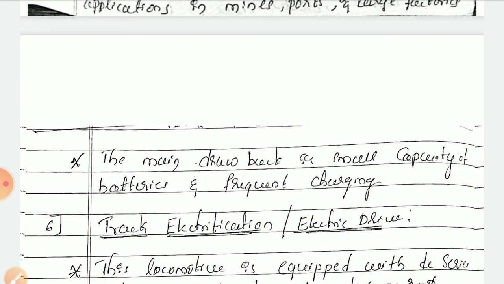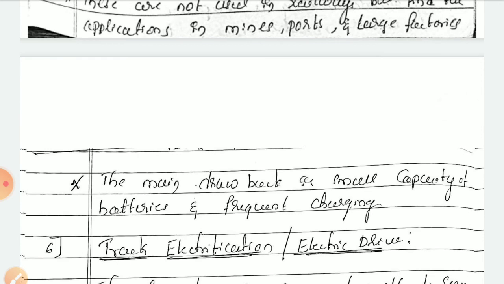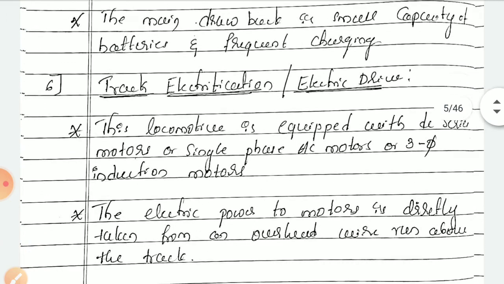So what are the systems we have seen? The direct IC engine system, steam electric drive, battery electric drive: these are the traction systems which are commonly used in various applications. But to avoid these drawbacks of pollution, weight and so on, there is one more system nowadays, which is most extensively used. It is called electric traction or track electrification. That means any traction system which uses electricity for its purpose is called electric traction.